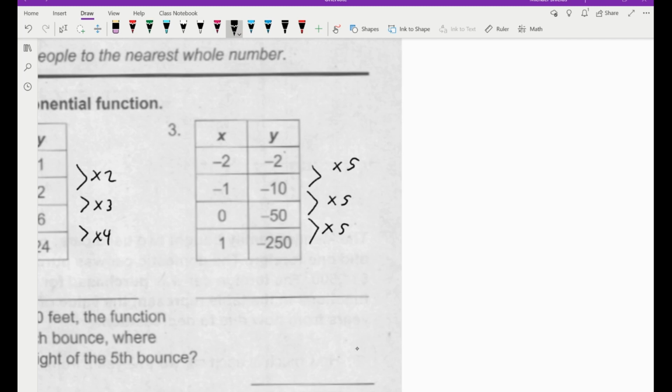So this is an exponential function. So we'll just write yes.